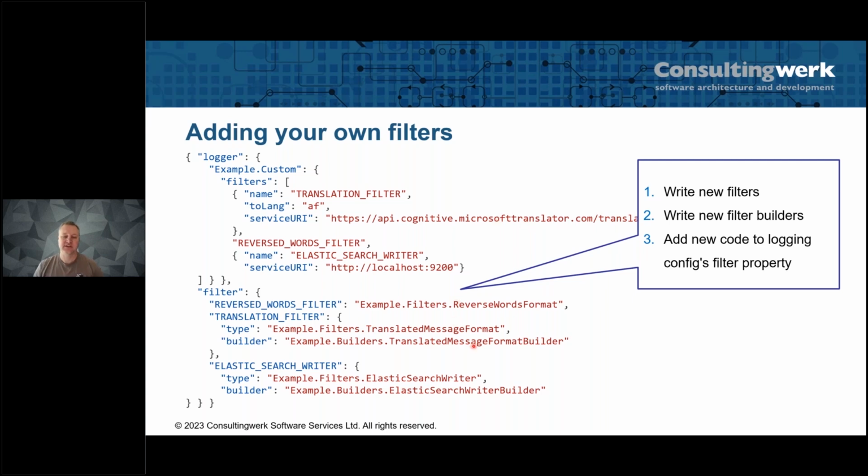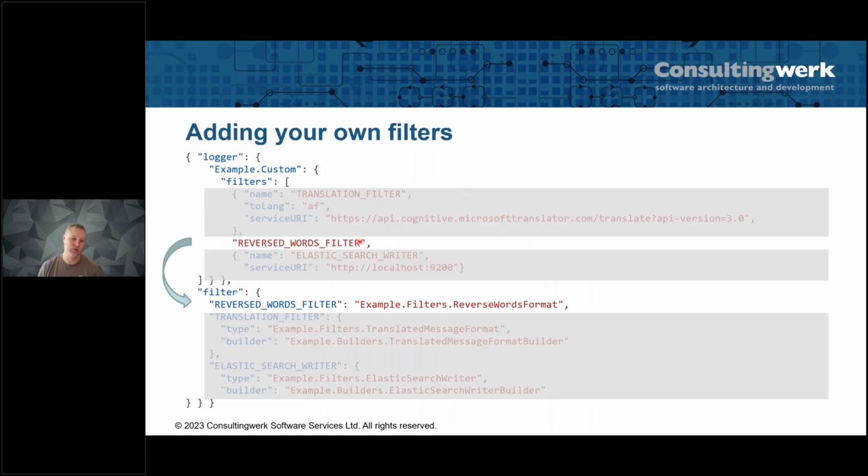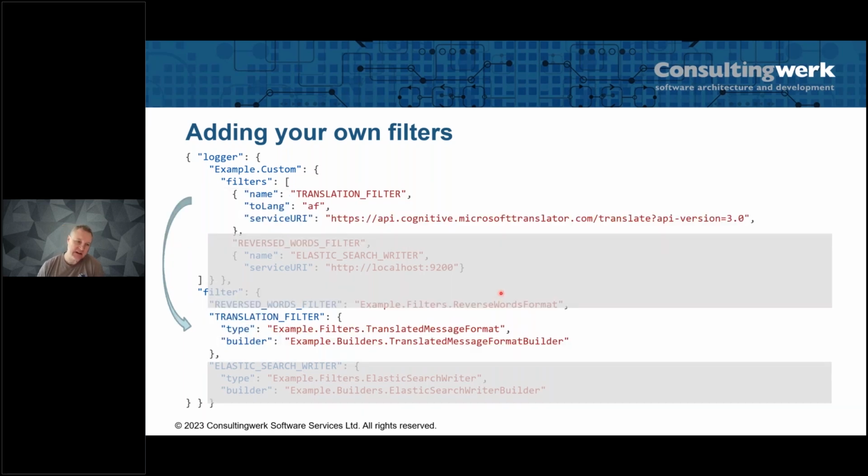So filters, builders potentially or optionally, and then add it in 2 places. Firstly, at the bottom here into this filter block, which is just the effective definitions. And then we can use it in that config. Translation filter, or reversed words, I've added that filter in here. I'm going to look in this filter chunk with this filter property for what is that type name? What is the class I need to use? Similarly for translation filter, I want to use that. There's the type name. Here's the builder for it.